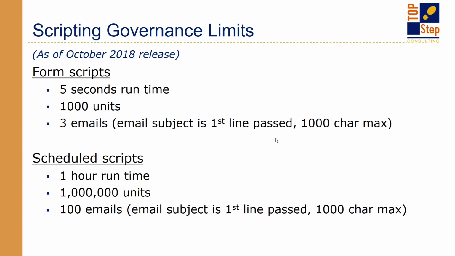There's not a whole lot you can do with 1,000 units. You can read a few records, maybe write 1 or 2. That's about it. And then if you're sending emails from a form script, you're limited to 3 emails with 1 line of a subject and 1,000 characters in the email itself.